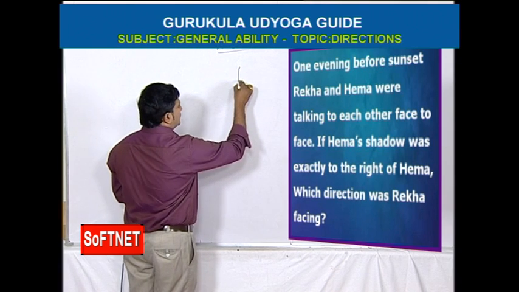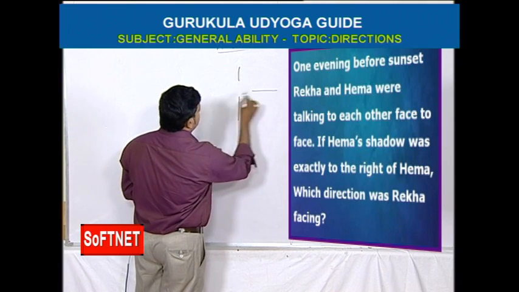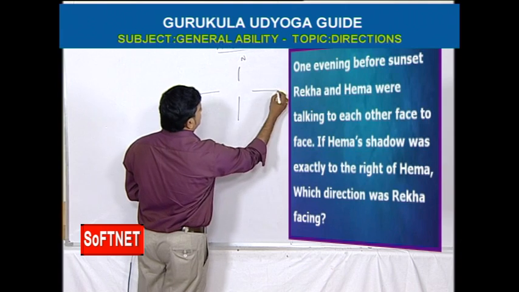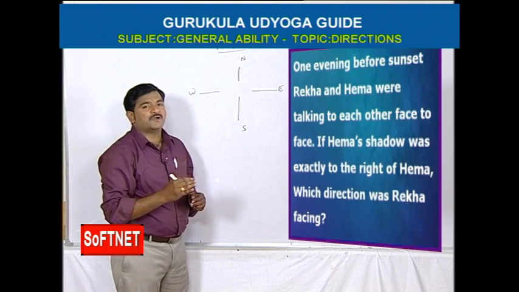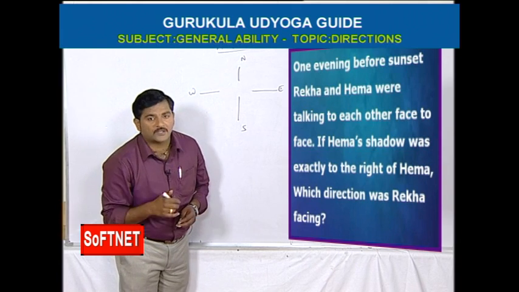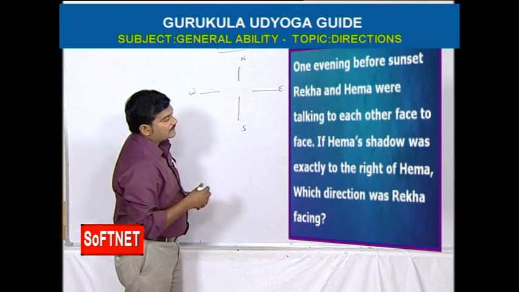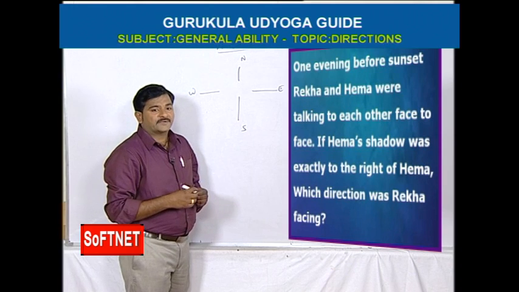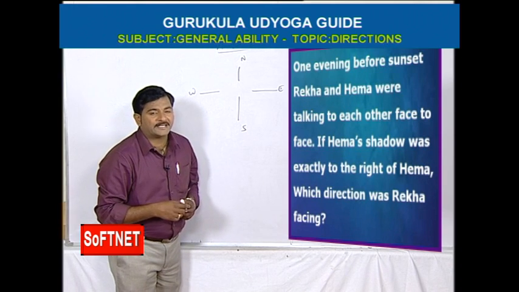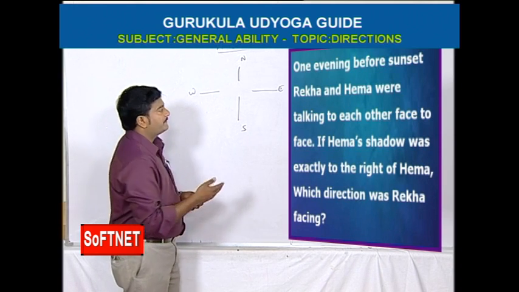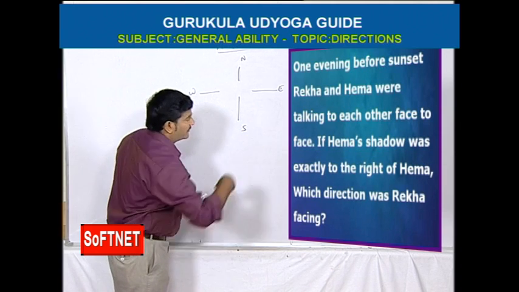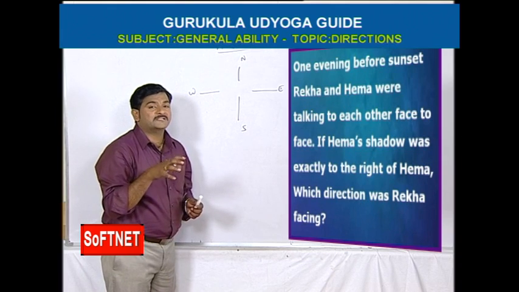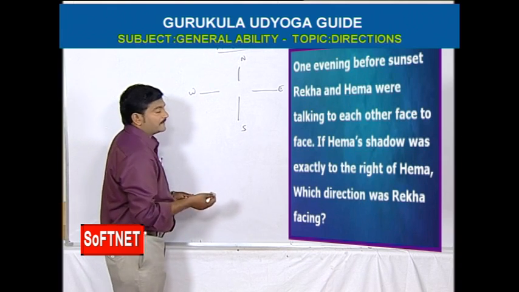Same concept. Since they are talking to each other face to face, again there is north direction, east direction, south direction, west direction. So first we have to fix the shadow here. Whose shadow is given in the question? Observe the question. Hema's shadow is exactly to the right of Hema. That's why first we have to fix Hema's shadow. And at which time? Evening time.